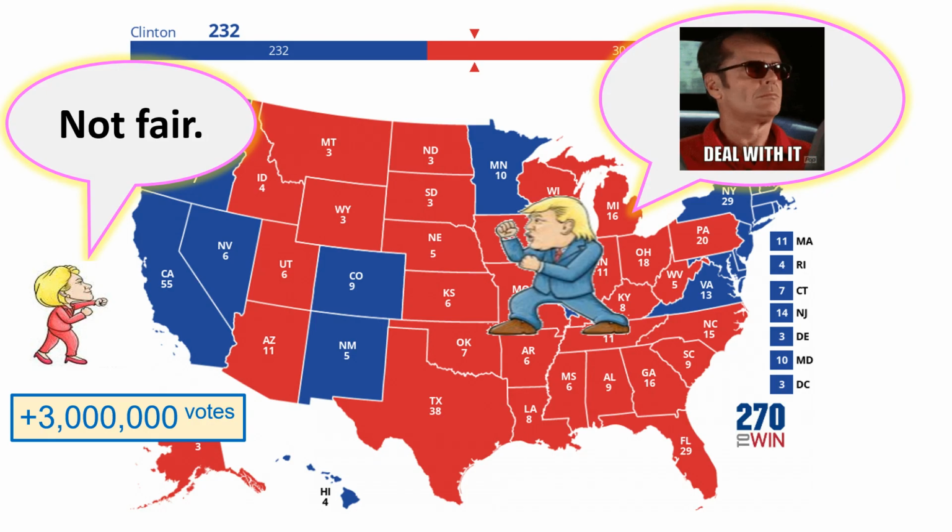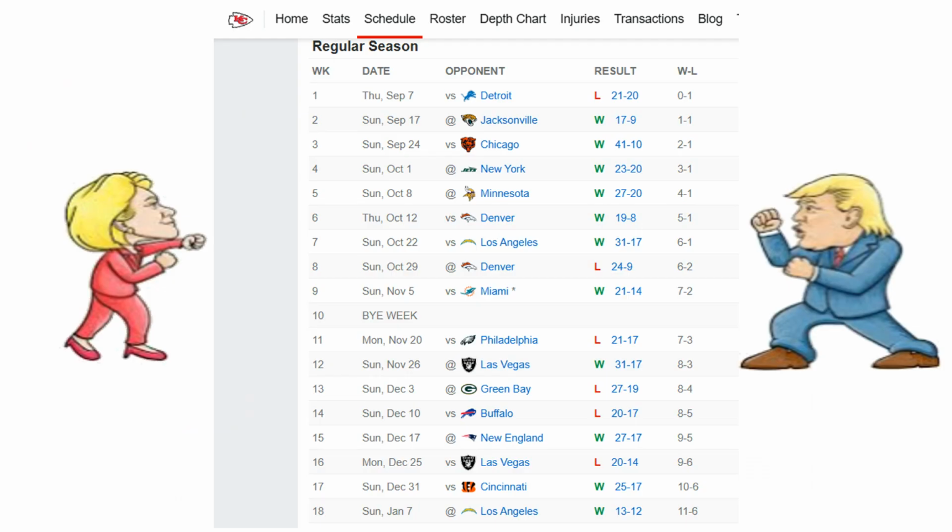At the end of the day, she won by 3 million votes, though, she says. Look, I understand your argument. But at the end of the day, I have 3 million more votes than you. 3 million more Americans chose me over you. Why should I not be president?